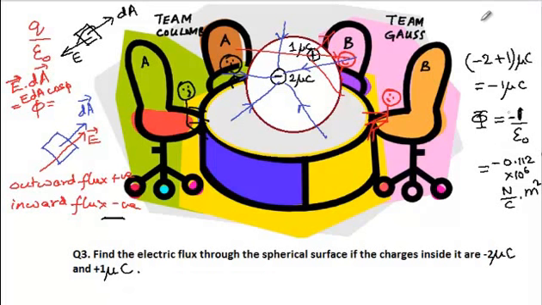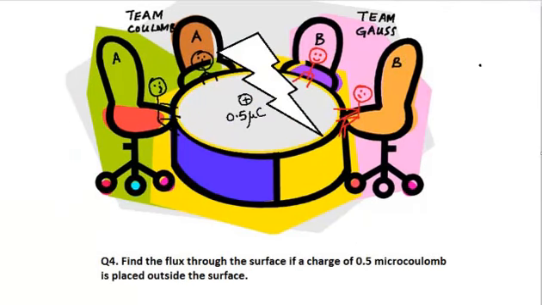Now Team Gauss, Team B has 3 points and Team Coulomb, which is Team A, has 1 point. Come on Team A, you need to buck up. Moving on to the fourth question. You have to find the flux through this surface if a charge of 0.5 microcoulomb is placed outside the surface.